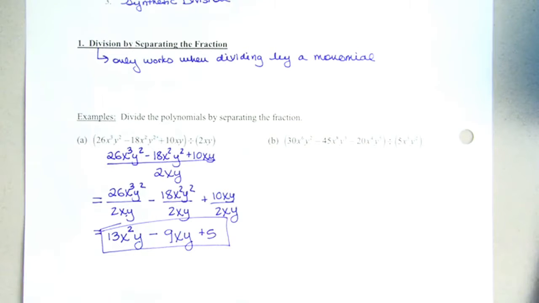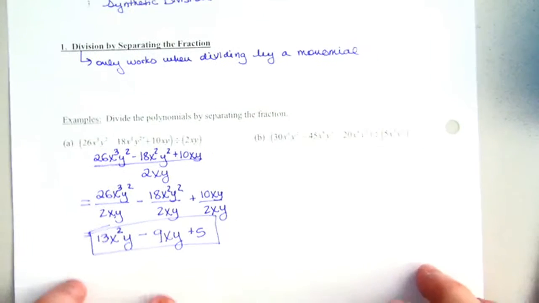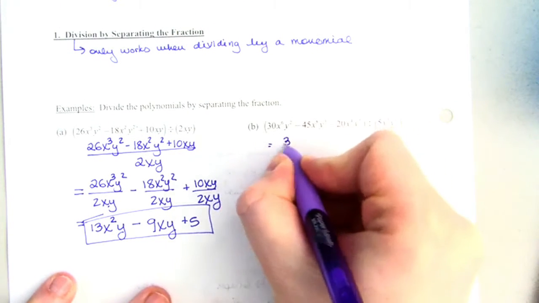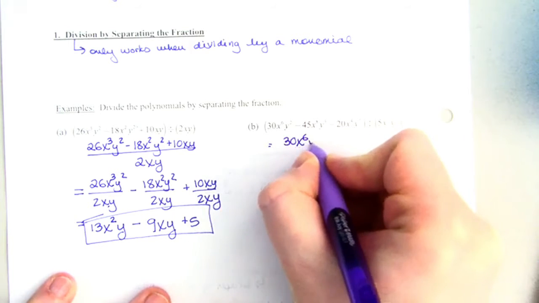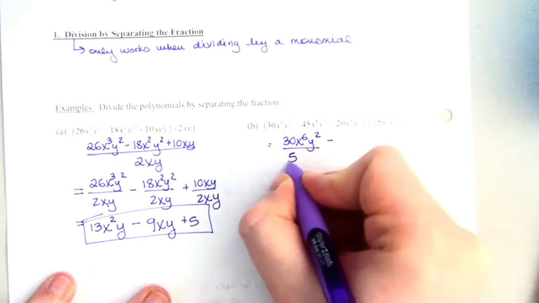This method is division by separating the fraction. Not a big deal, you already learned this earlier in the year, but it only works if we're dividing by a monomial. You go try letter B. You know what, why don't I go straight into my separated version?